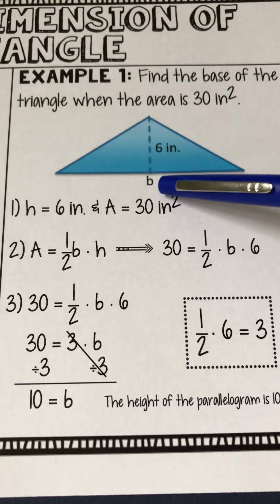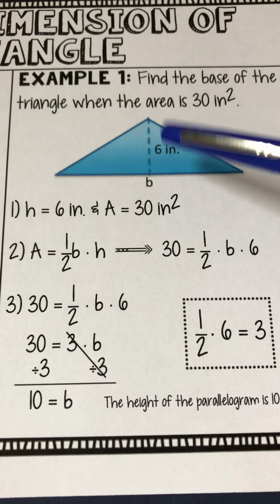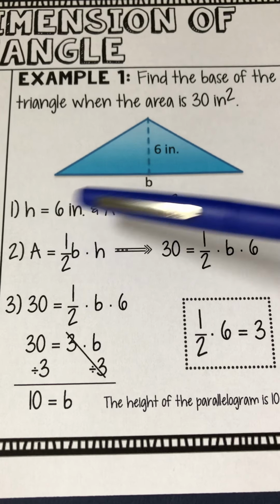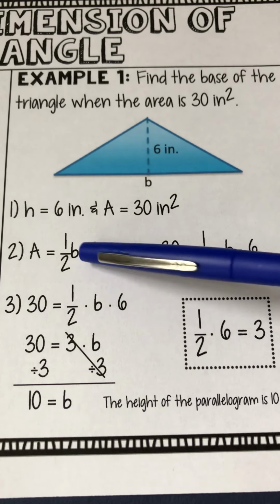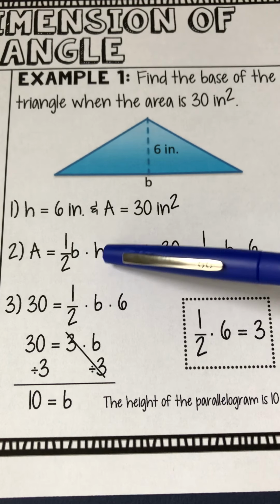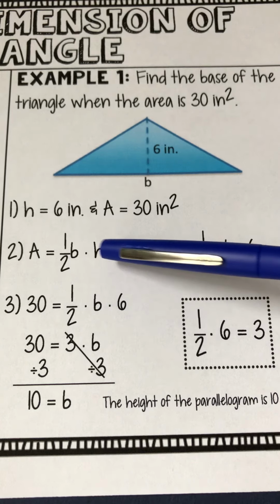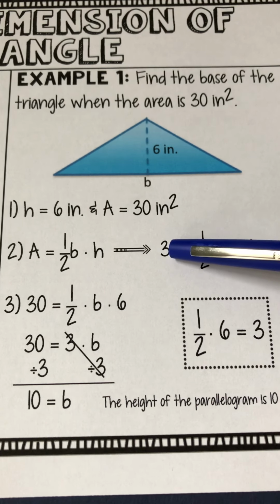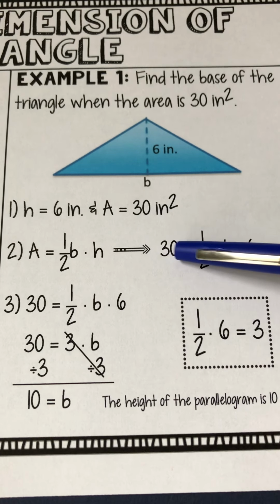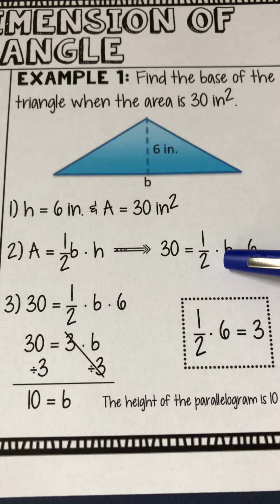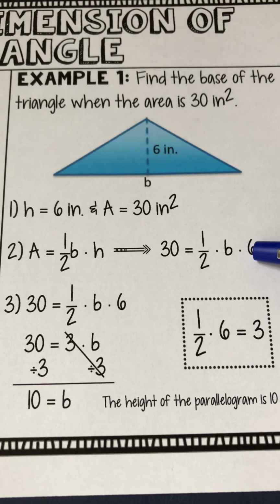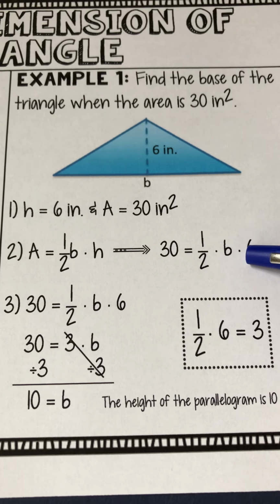We're told that the base is B and that the height is 6. So we're given the height, we're given the area. We need to work backwards using algebra to solve. So we take our formula, 1/2 the base times the height, or again, it's base times height divided by 2. 30 is the area. We just substitute that in for the A. The 1/2 just stays the same. The B we don't know, and the 6 we have right here that we need to multiply by.